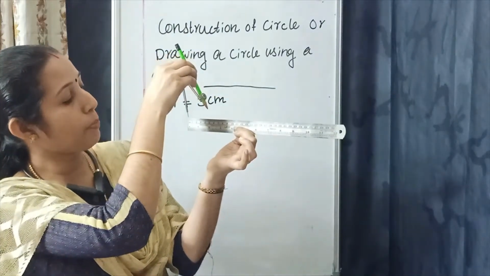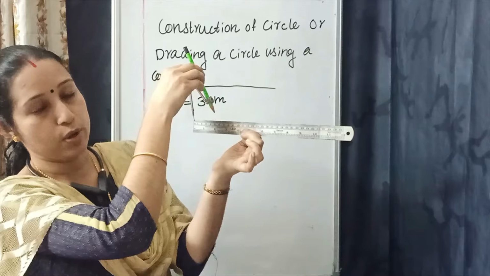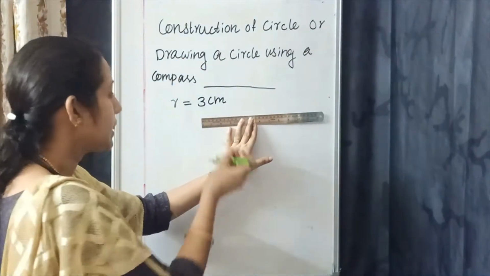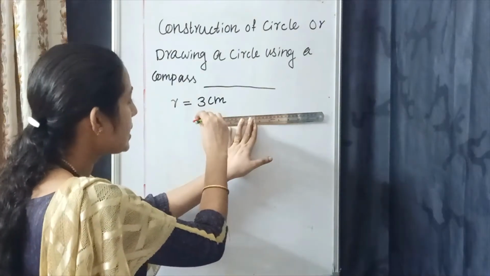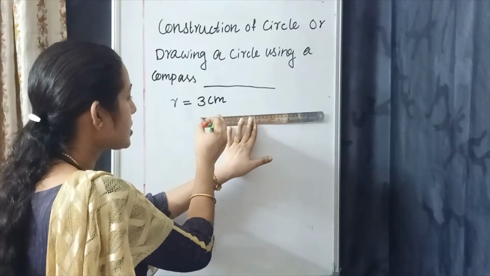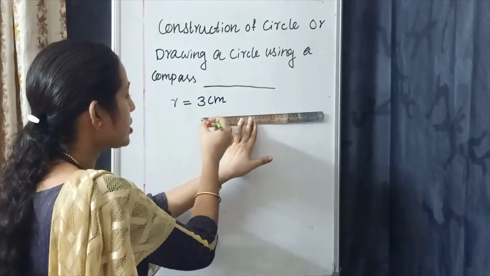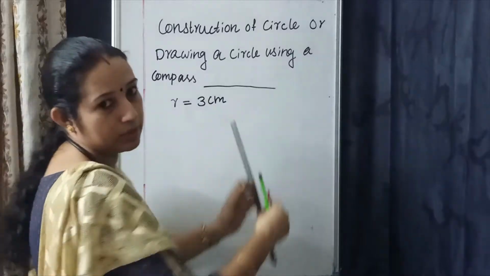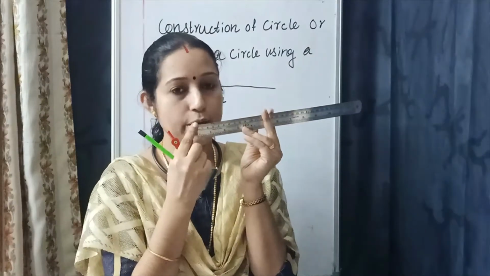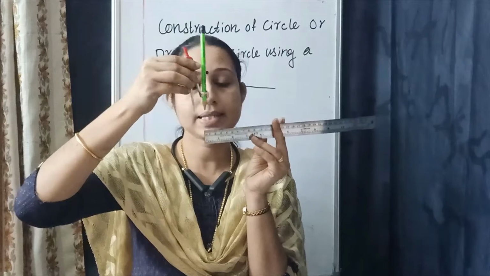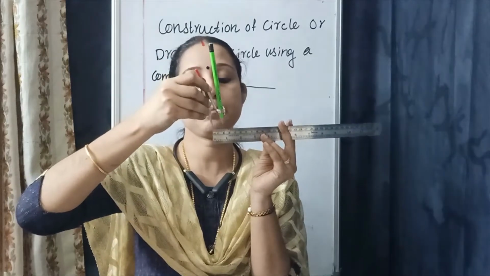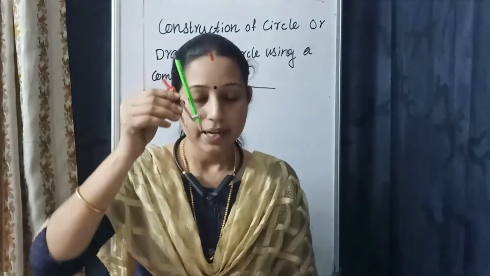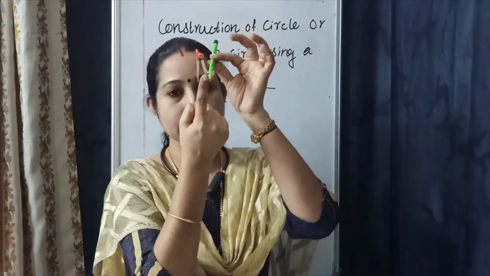We start from the point 0. Fix the ruler on the paper, then adjust the compass and take this 3 centimeter length. Start from where? 0. Place the metal needle on 0, then take 3 centimeters on the scale. Now the length between them is 3 centimeters.